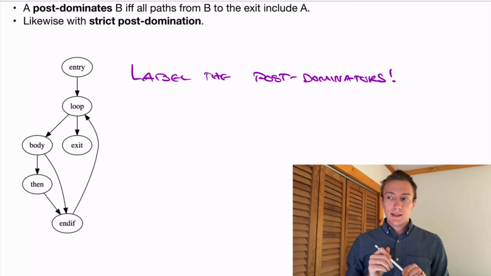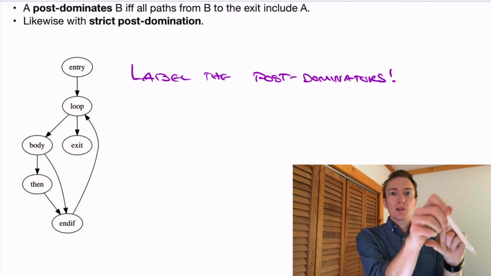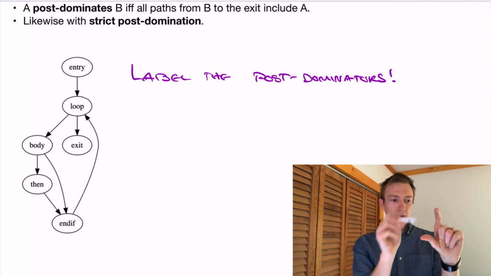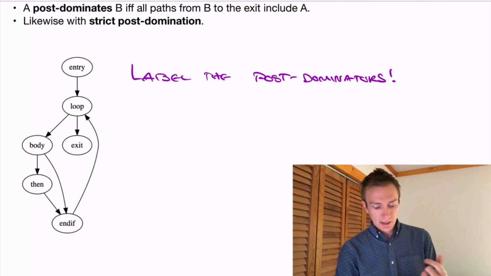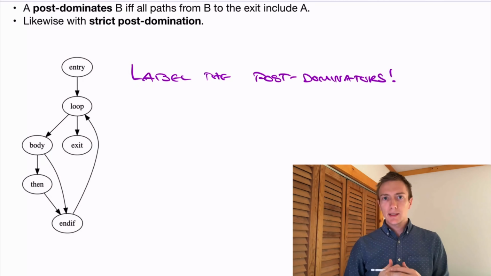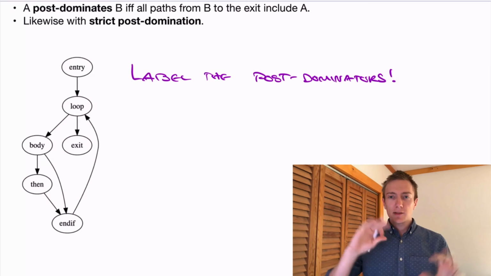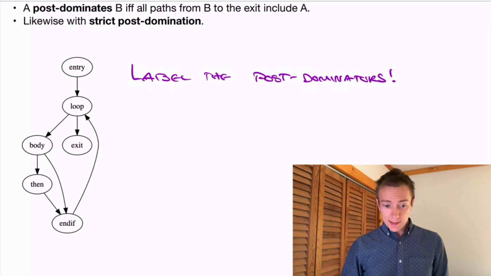A different way of saying it is that if you know at a given block that at some point in the future a given other block must execute, then that latter block post-dominates the first block. So there's strict post-domination, and there are post-domination trees and all that. It's all just flipped in the opposite direction. I want you to try out this definition as well.